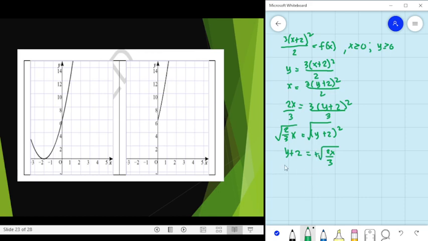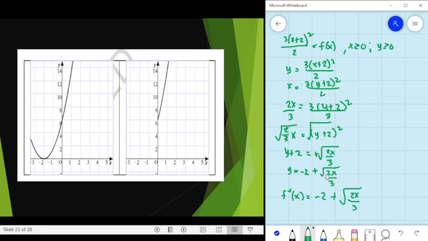Okay, so that's why we now have y is equal to negative 2 plus the square root of 2x over 3. So that's why we can say that the inverse of f of x is equal to negative 2 plus the square root of 2x over 3.